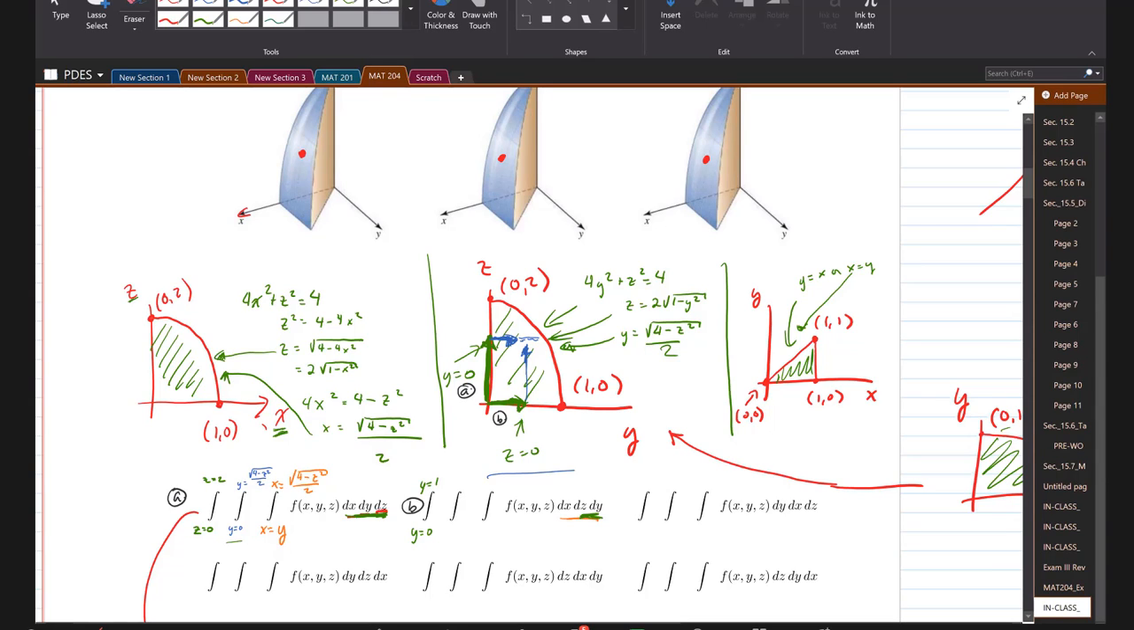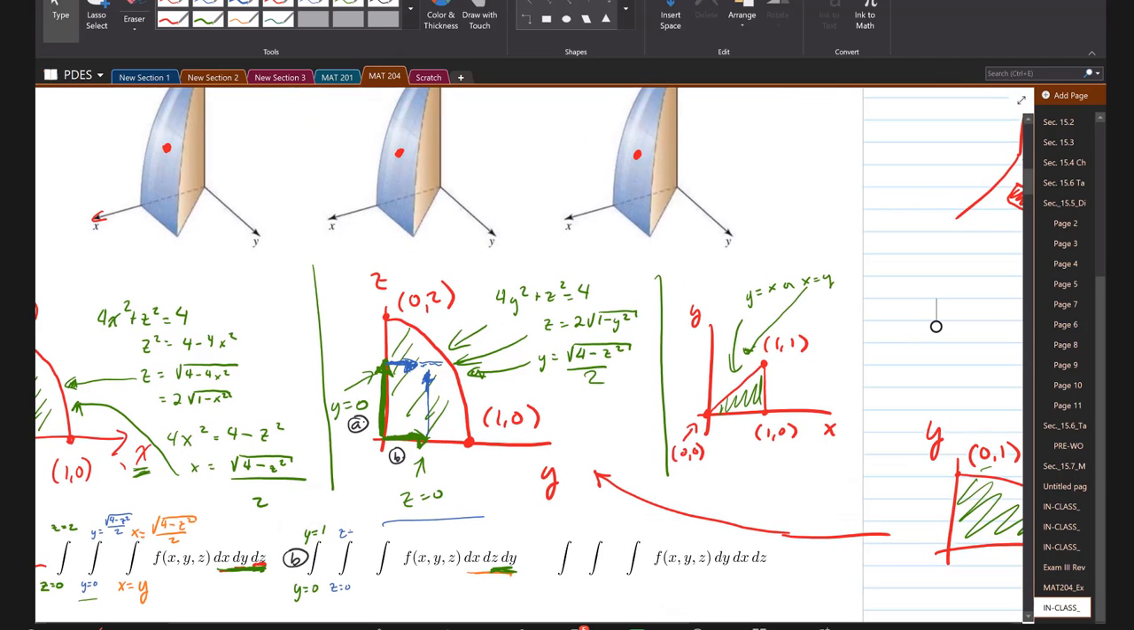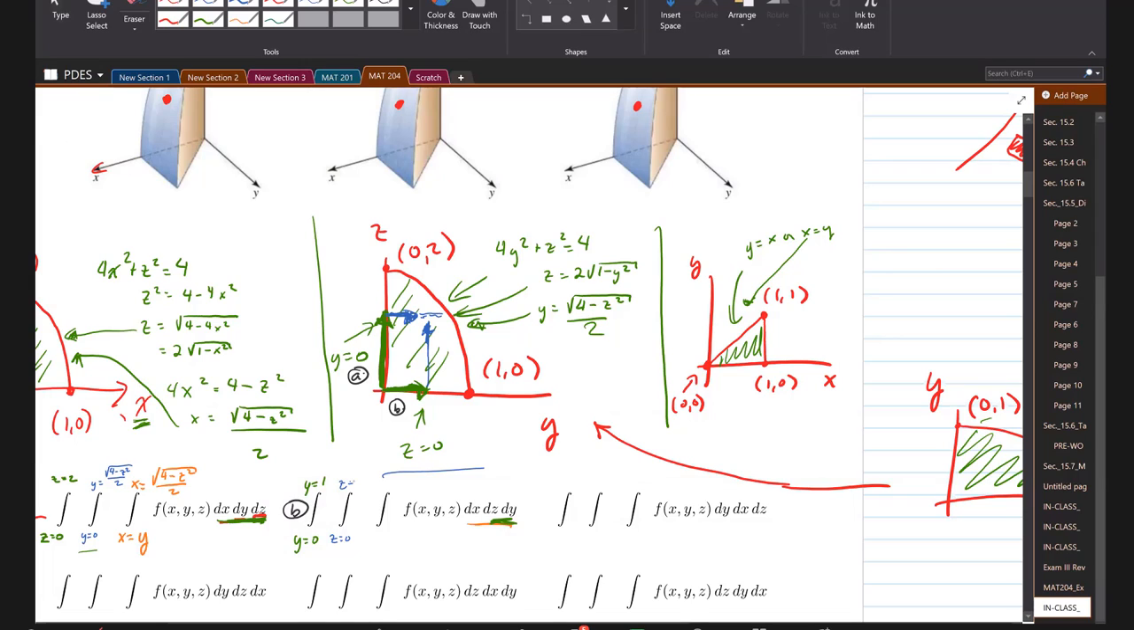So I go until I hit that curve, and in this case, I'm going from z values of 0 up to z values of, and then when we hit this curve, we're going to describe that as the square root of 4 minus z squared. Oh, excuse me, that's not right. We're going to describe that as z equals 2 square root of 1 minus y squared. Yeah, that's it.